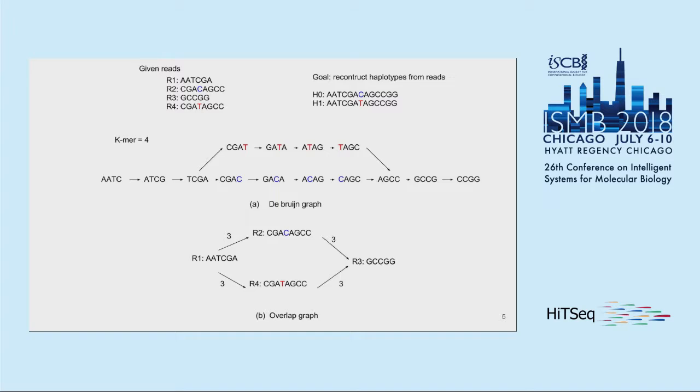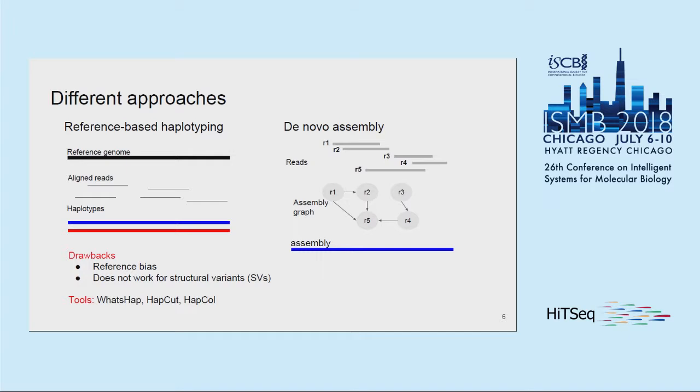Now for a diploid genome, you see special structures in these graphs. For example, bubbles, which are defined as a set of disjoint paths that share a common start and end node. These bubbles represent the heterozygous sites of the diploid genome. Now, given this graph, you can find an Eulerian or a Hamiltonian path to get a genome assembly.